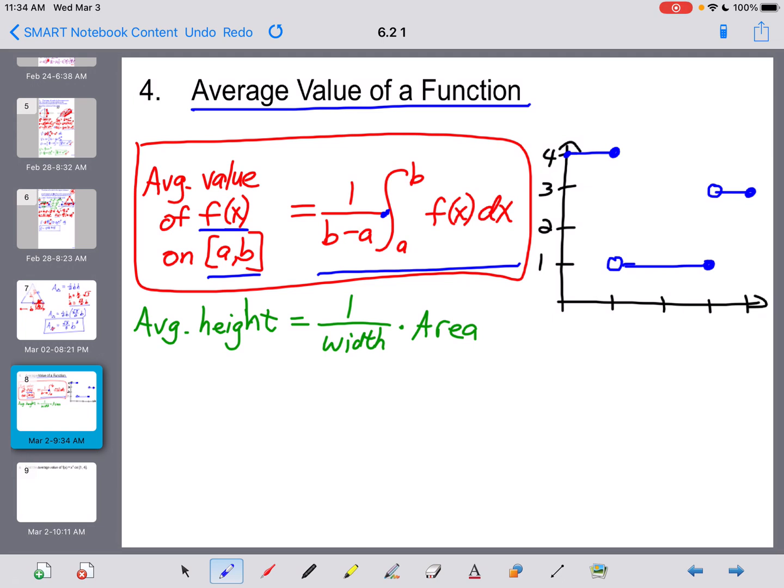In essence, guys, what we're talking about here is that the average value of a function really means the average y value of a function. And when we're talking about the y value of a function, we're talking about its height. So this formula allows us to figure out the average height by doing the following. The integral from a to b of f of x dx measures the net area between the curve and the x-axis. And then b minus a represents the width of your region. So we're taking 1 over the width multiplied by area.